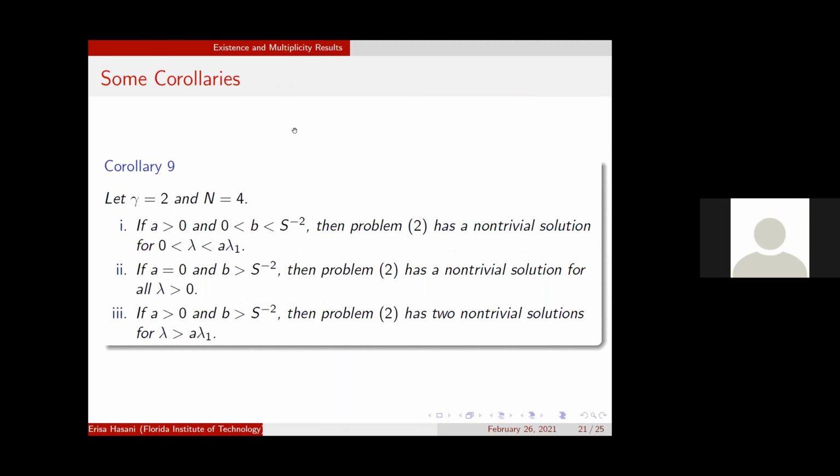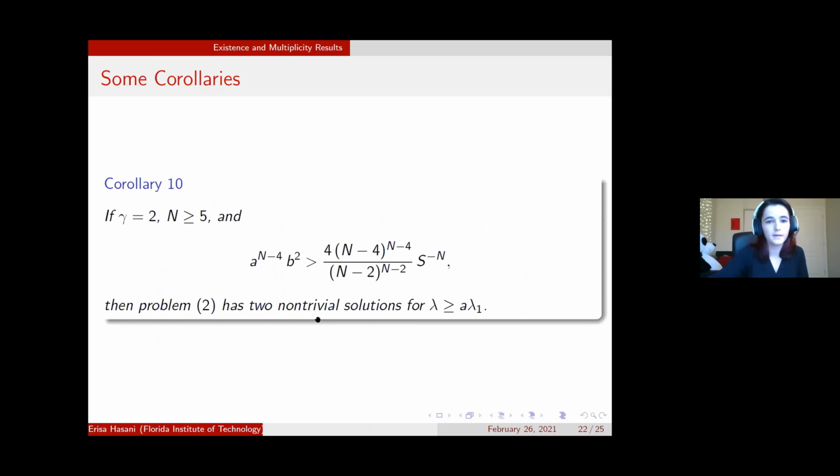For gamma equals 2 and n equals 4, if A is positive and B is between those two numbers, then we get a non-trivial solution for lambda between 0 and A lambda 1. If A is 0 and B is bigger than this number, then we get a non-trivial solution for lambda positive. Finally, if A is bigger than 0 and B is bigger than this number, then we get two non-trivial solutions. The difference between one non-trivial solution and two is because different methods were used in the proofs.